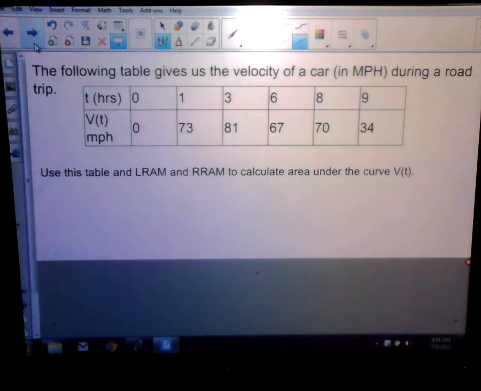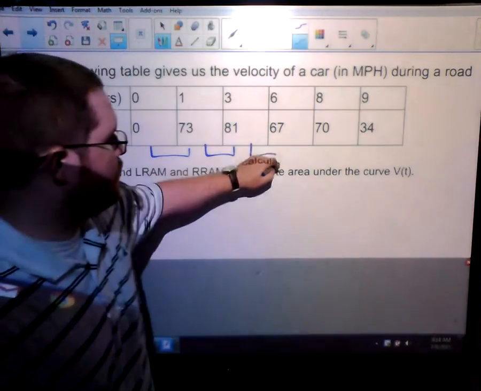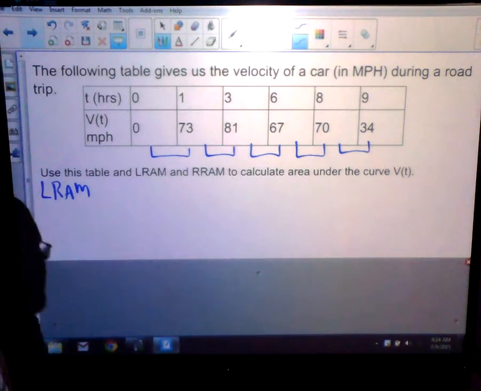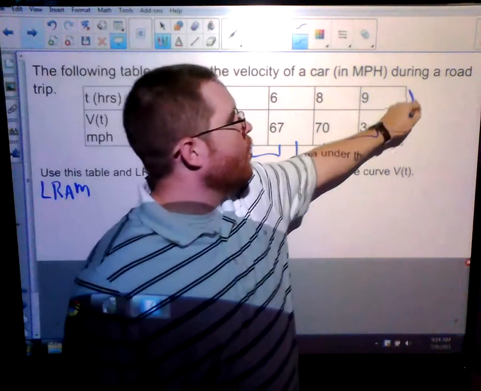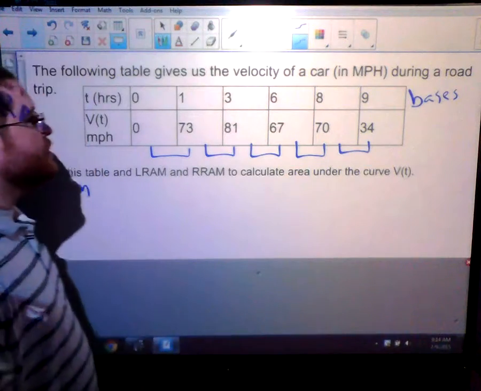Let's take a look at this. The following table gives us velocity of a car in miles per hour during a road trip. Let's use this table to calculate LRAM and RRAM. So let's do LRAM first. How many subintervals do you think I'm going to use? 1, 2, 3, 4, 5 in this case. Notice something else. The x values, the bases, aren't evenly spaced. So we have to pay attention to that.